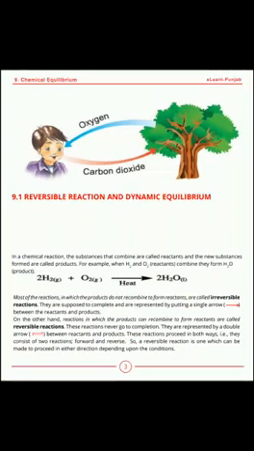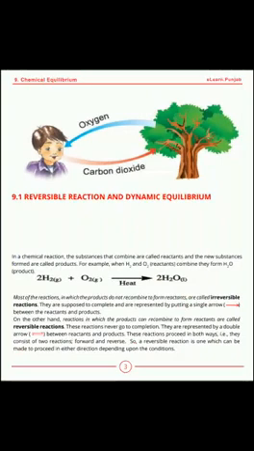What is the difference between both reactions? Irreversible reactions are supposed to go to completion and reversible reactions never go to completion. Representation: irreversible reactions are represented by a single arrowhead, but reversible reactions are denoted by a double arrowhead between reactants and products.